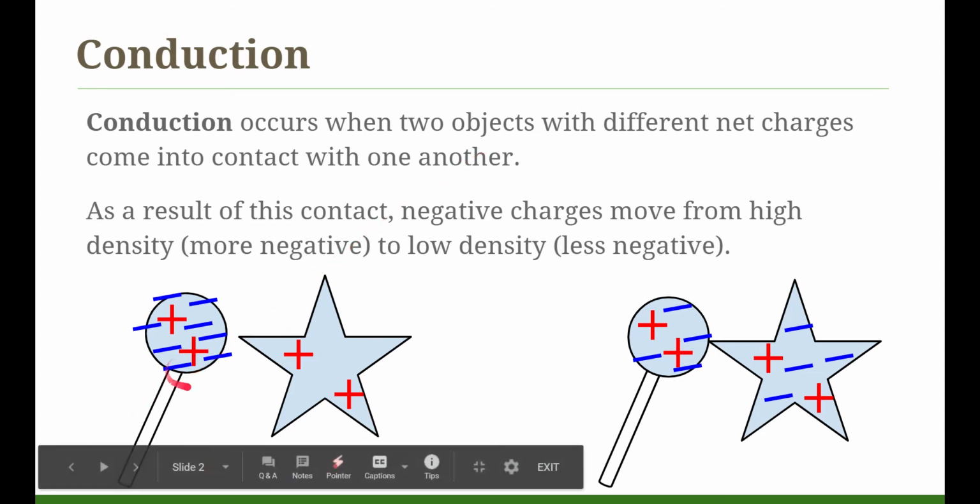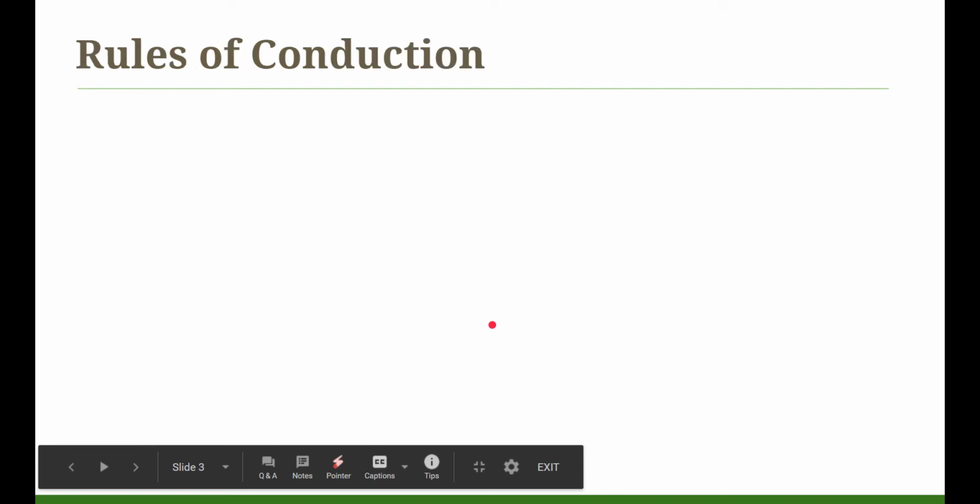So if you look at our example here, we have a very negative object because it has way more negative charges than positive charges. And here we have an object that's just positive, it has no negatives on it. So when these two objects touch, it is going to transfer some of its negatives over to the other object. And that process, when you transfer electrons from one object to another object through touching, that is called conduction.